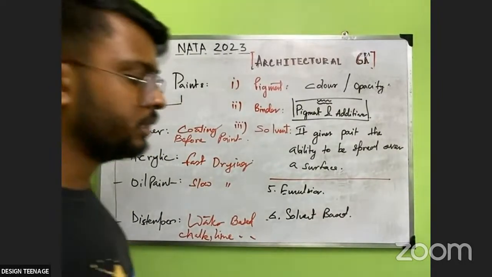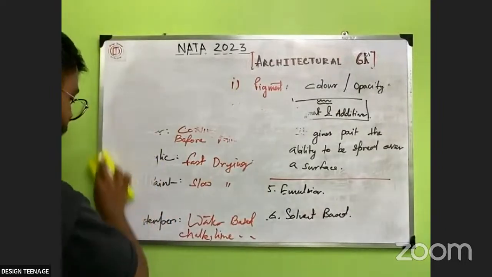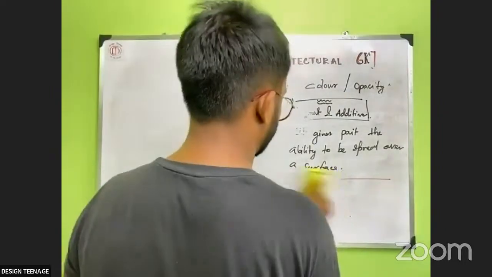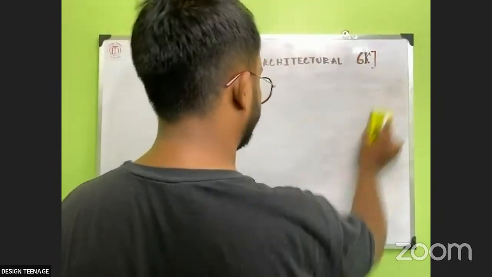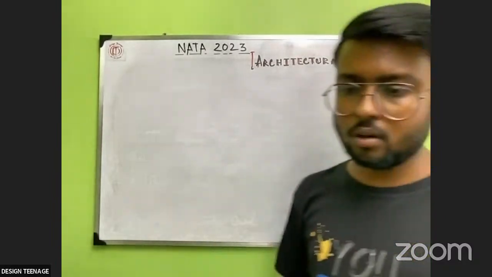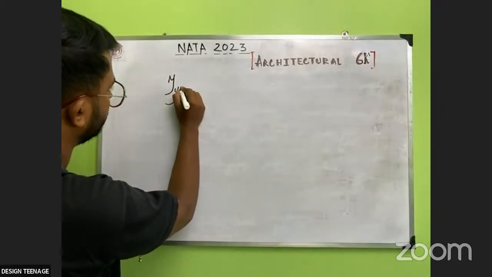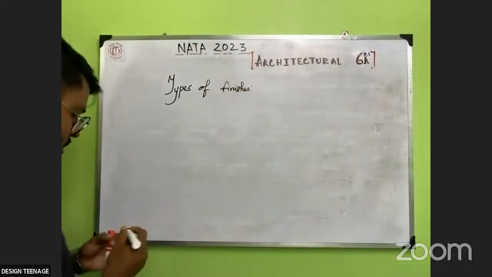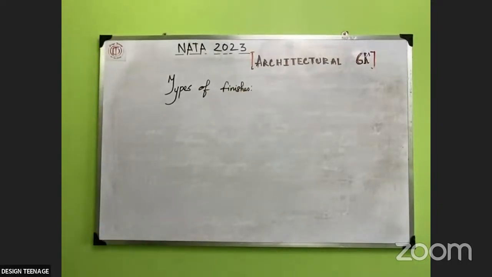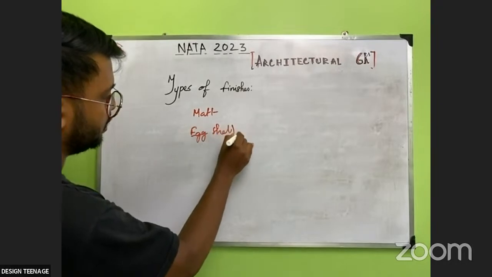Now, apart from this, one more important thing in terms of material study that we are required to know is the types of finishes that you can get in any structure, any surface. What are the different kinds of finishes that you can expect? Matte, eggshell, or satin. The first one is matte, eggshell, or satin.